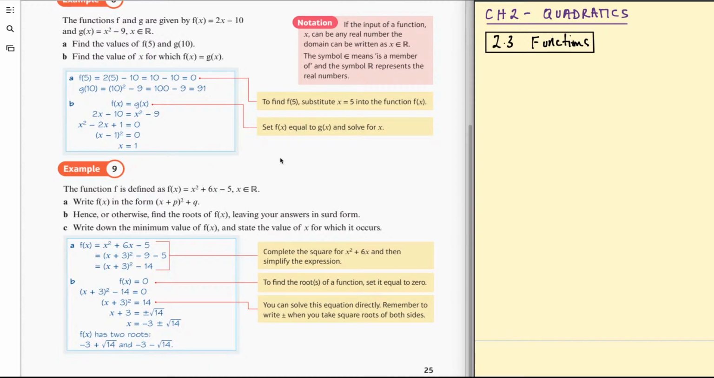Okay, the next example, the function f is defined as f of x equals x squared plus 6x take 5. Write f of x in the form (x plus p) all squared plus q. Hopefully that's ringing some bells. If you did the last chapter, you'll notice that is what we call completing the square. So we're going to be using completing the square in this.